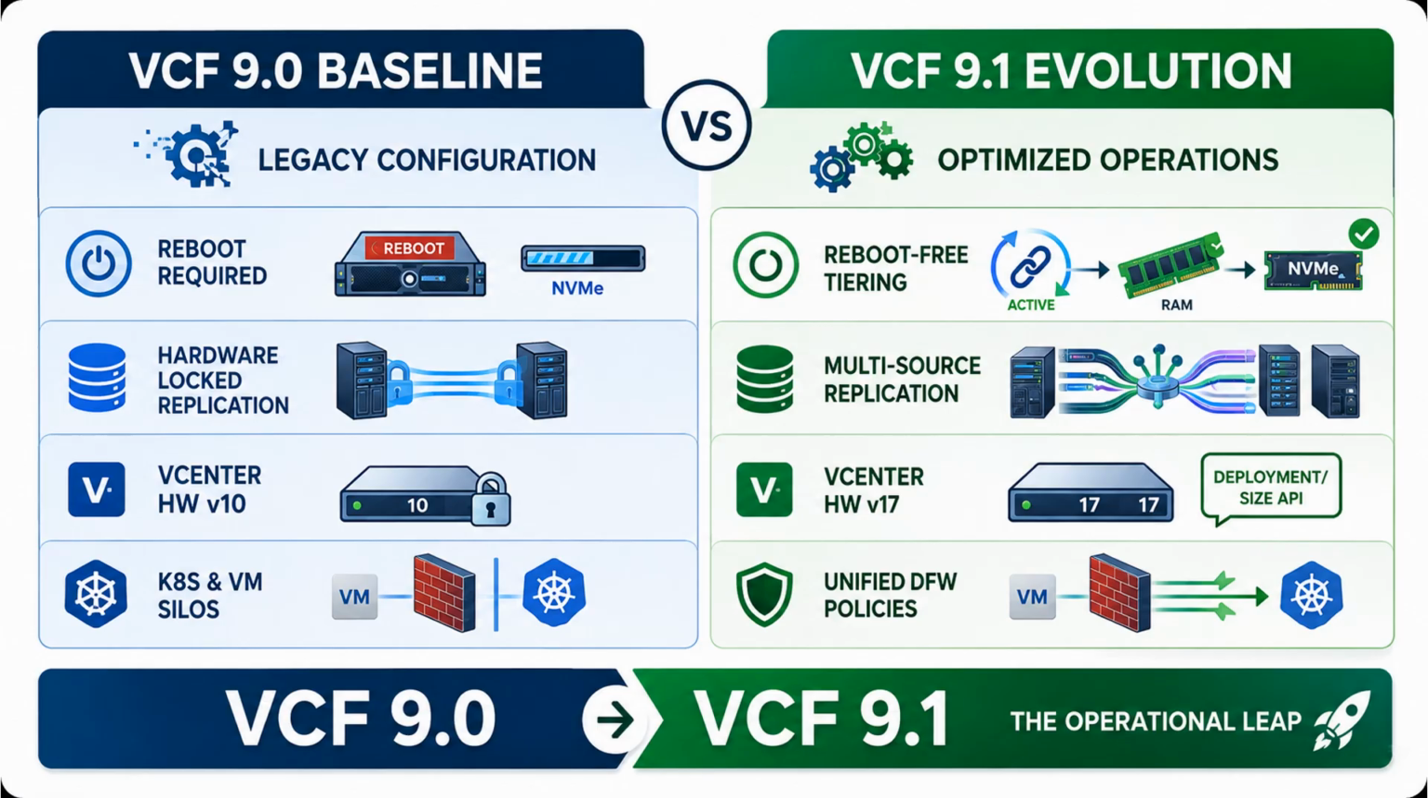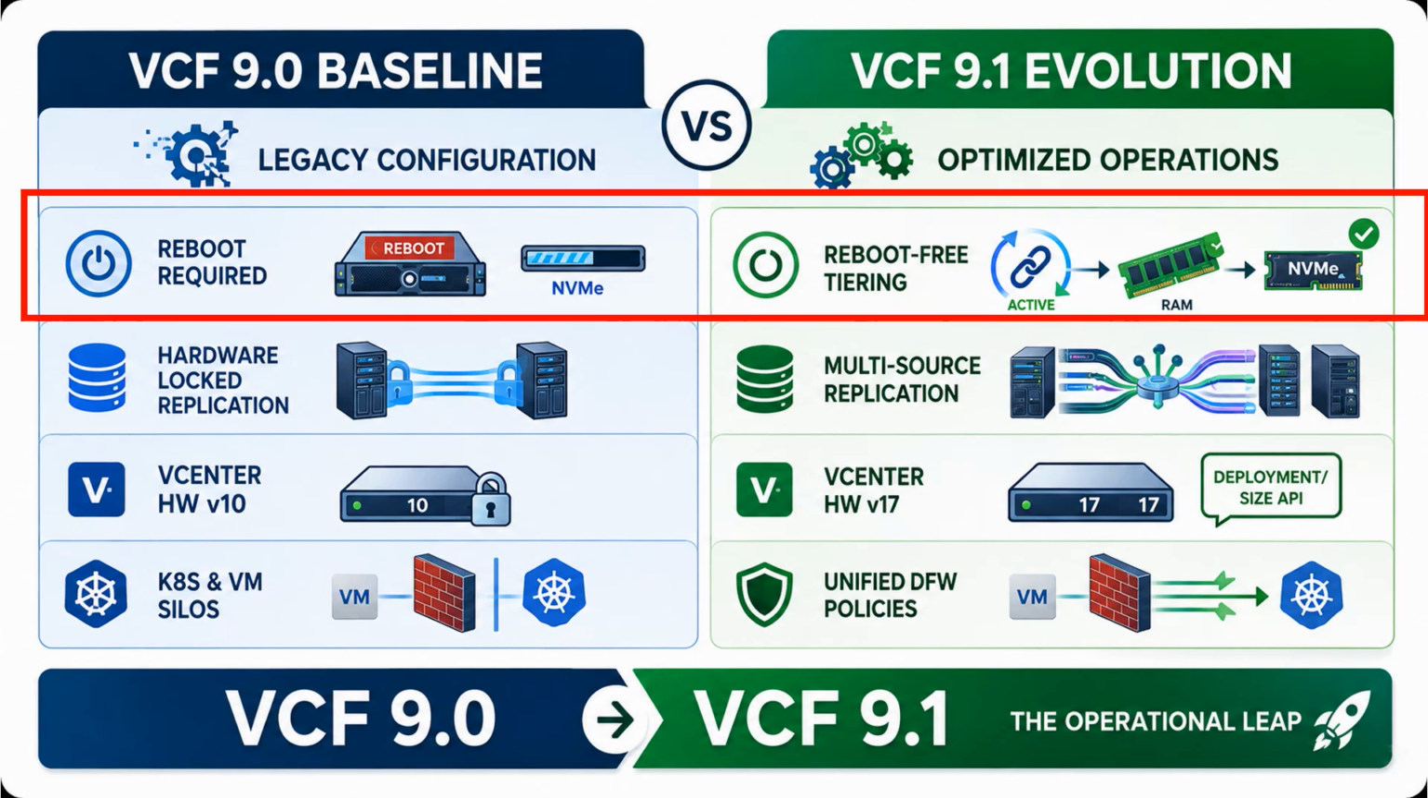and more importantly, we'll understand what problem each enhancement solves in a real production support environment. So the first one is memory and NVMe tiering. Okay, so the point we need to understand here is about reboot required. The basic idea is very simple here.